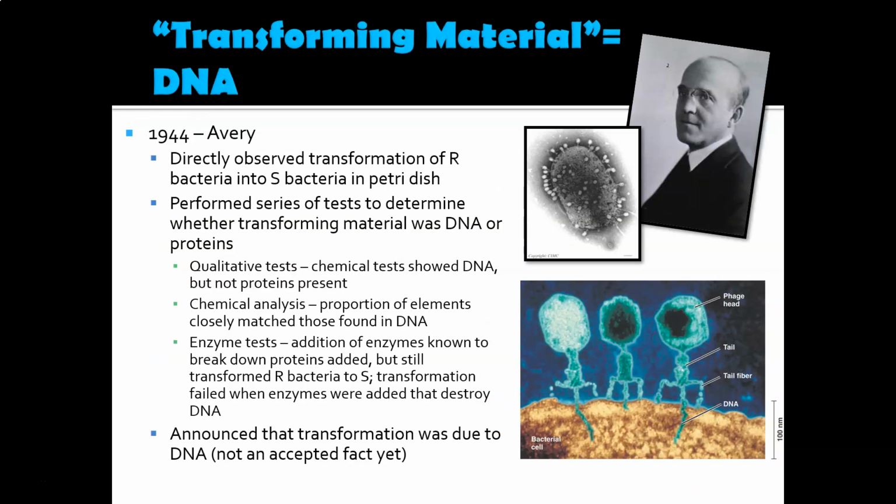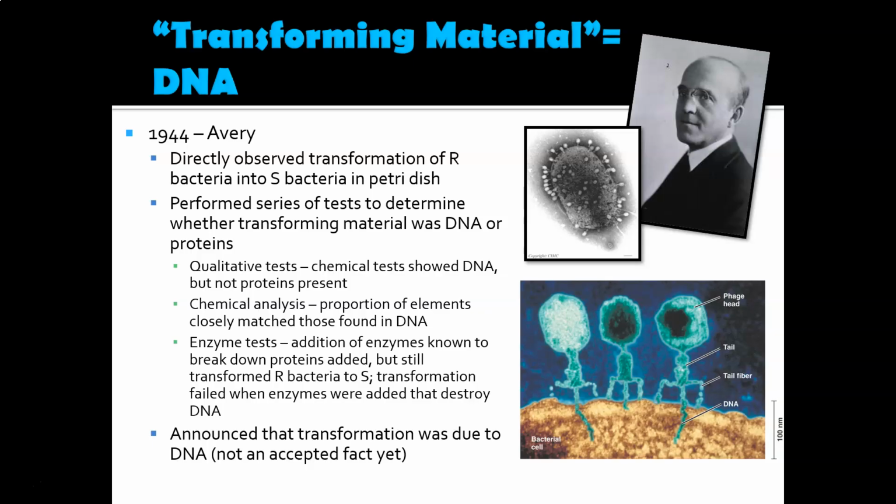All right, so the next set of experiments isn't going to come until 1944, and it's going to happen with a gentleman named Avery as well as a few other colleagues who are working with him. And Avery sort of rediscovers Griffith's experiment. He's directly observing that transformation now between that R and S bacteria. And he's looking at this transformation that's happening, right? So he performs a series of tests to determine the material. Is it DNA or protein?